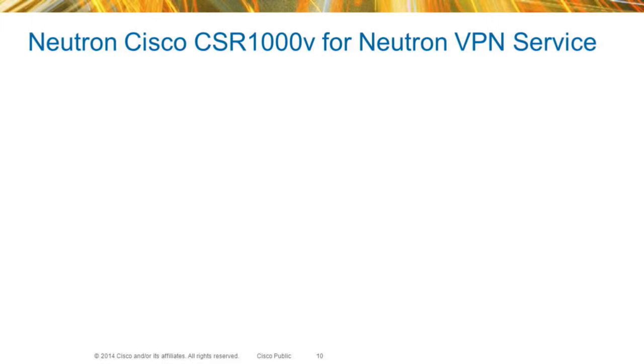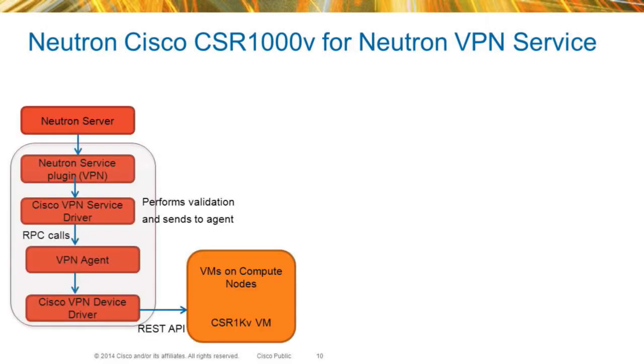Now let's look at the CSR 1000V and the VPN service driver that is also part of the Icehouse release in Neutron. As I was referring back to the reference architecture of Neutron, we know the advanced services fall into the service plugin architecture. So the service plugin has the Cisco VPN service driver, which makes RPC calls to the VPN agent, which finally sends those to the device driver to actually configure the CSR instance on the compute nodes.